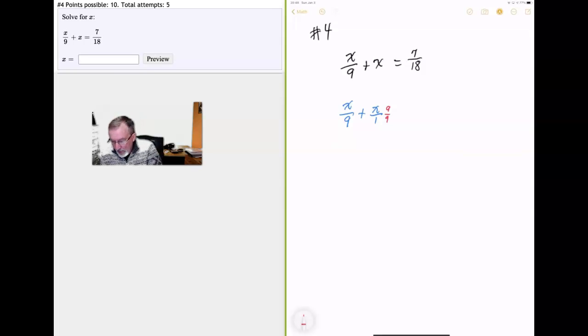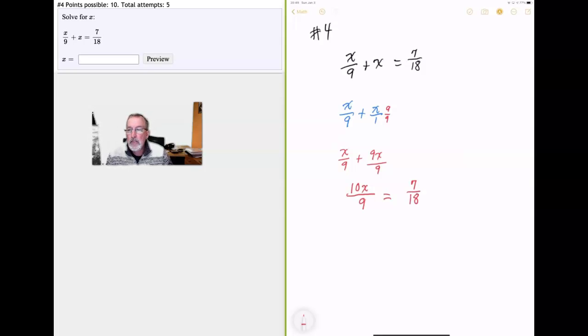And we end up with x over 9 plus 9x over 9, right? So now the denominators are the same, so we can combine them. And so x plus 9x is 10x. 10x over 9 is equal to, well, we kind of went on a journey, 7 over 18.